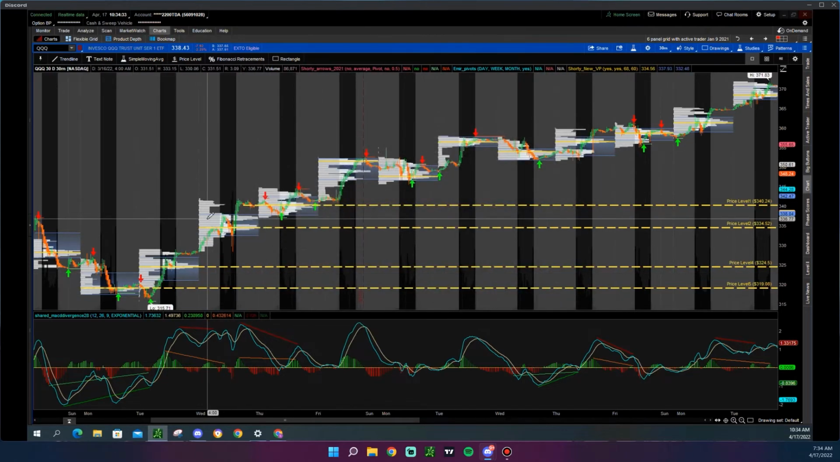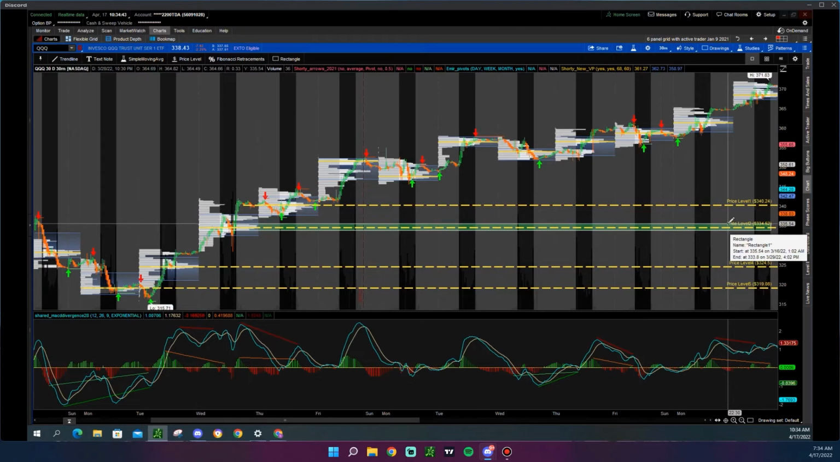Okay, this helps me a little bit. My eyes. So this becomes like a little demand zone. You guys see, I'm just grabbing the volume around it. So it becomes a little bit of a zone, and it comes all the way to about 335.5.